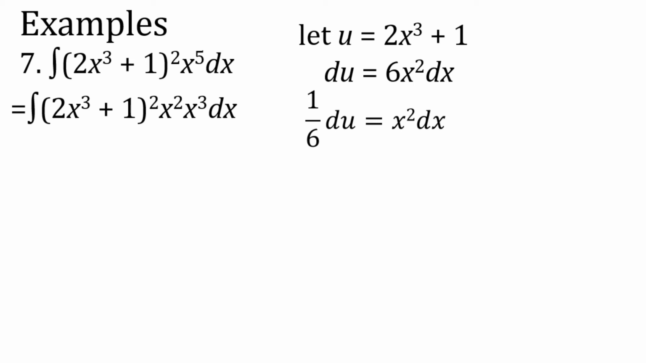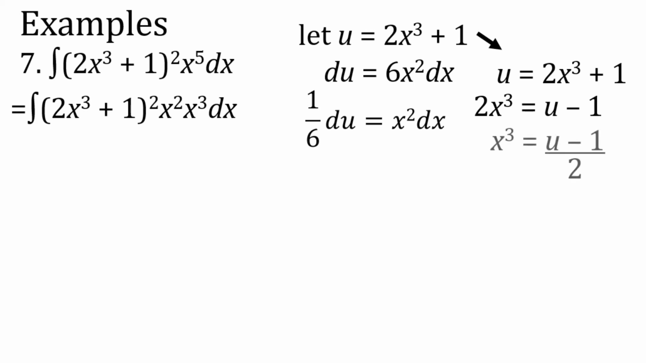Okay, so in this case, look at this. We're going to get x cubed from our u. How are we going to do that? Look at this, u equals 2x cubed plus 1. And then how are we going to get x cubed? So by transposition, this will be 2x cubed equals u minus 1. Then divide both sides of the equation by 2. So that will become x cubed equals (u minus 1) all over 2.